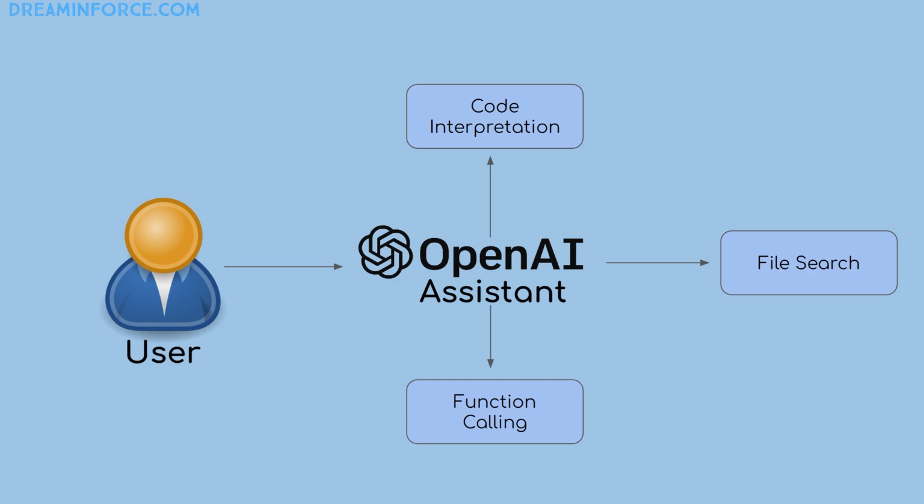This feature allows the assistant to call custom functions or interact with external APIs. Code interpreter enables the assistant to write and execute Python code in a controlled, sandboxed environment. It's ideal for performing calculations, generating data visualizations, or even automating complex data processing tasks.